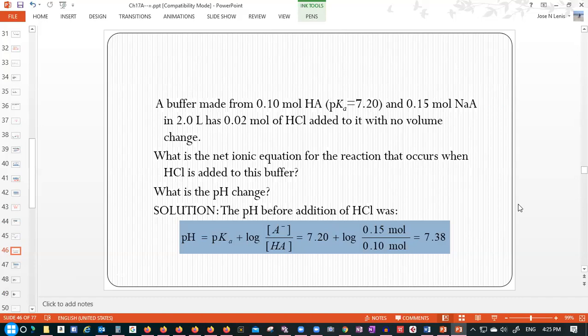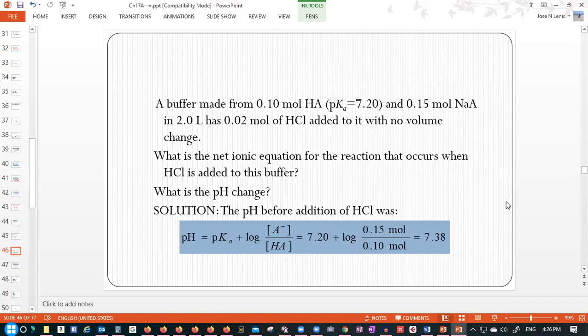What is the net ionic equation for the reaction when the HCl is added to the buffer? And what is the pH change? And also we are going to see what will happen when you add the same amount of HCl, 0.02 moles of HCl, into pure water, into 2 liters. This is 2 liters of pure water. Just for comparison.